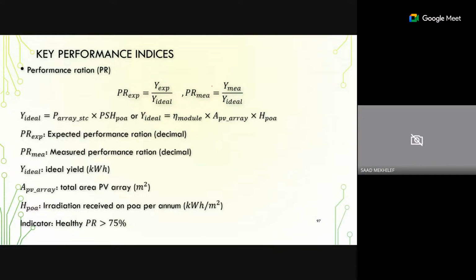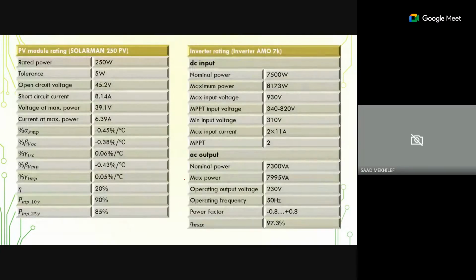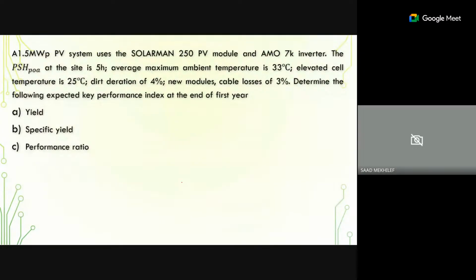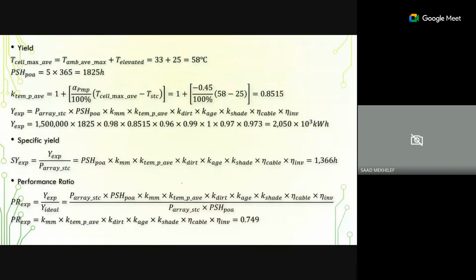Okay, so another indicator, the performance. This is the formula for it. And if it is above 75%, then it is a healthy system. Okay. All right. So this is an example, these are the calculations.